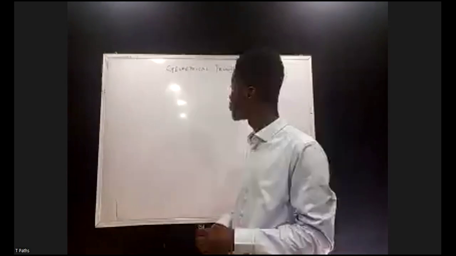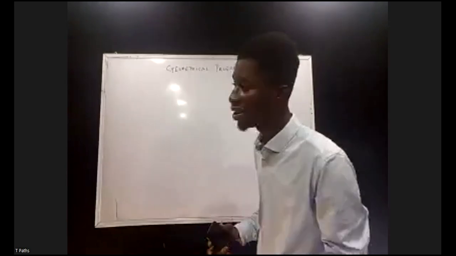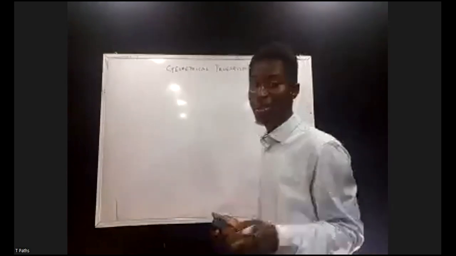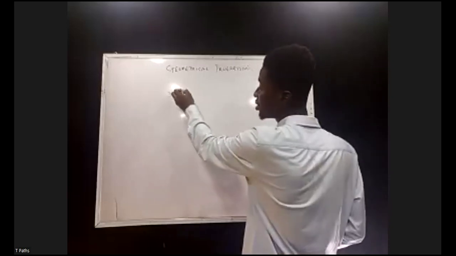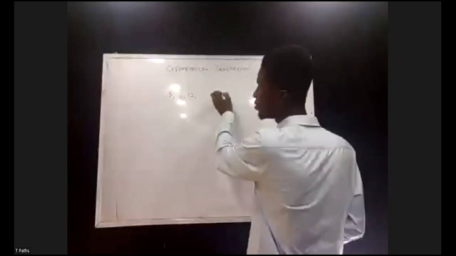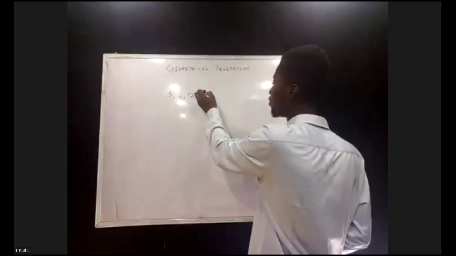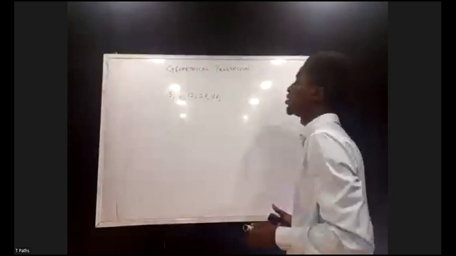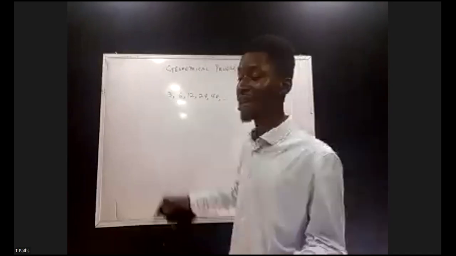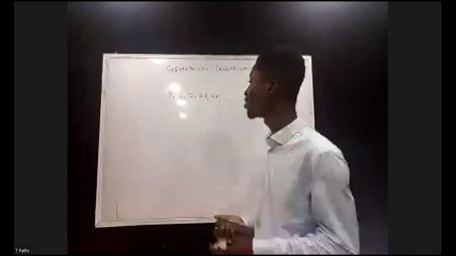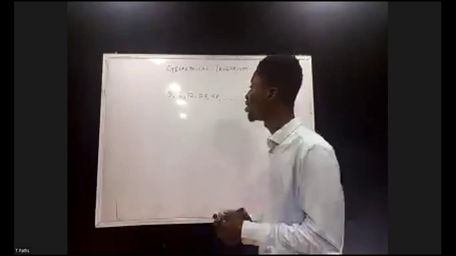Now, what do you know about geometric progression? Let's look at this sequence: 3, 6, 12, 24, 48. If you notice something about this sequence, it does not have a common difference. That's a ratio. In an arithmetical progression, we have what is called common difference.